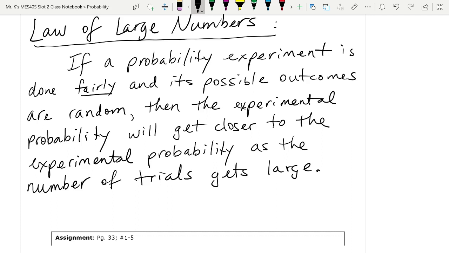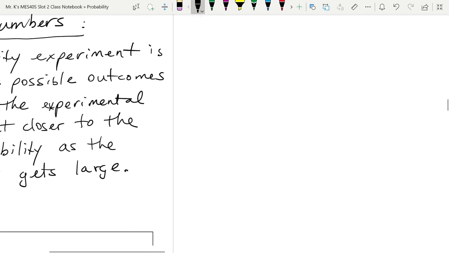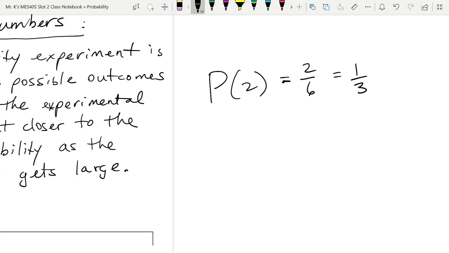I will now conclude from that, you don't have to write this down, just think about it, that the probability of rolling a 2 on this die by my experiment is 2 out of 6, which is 1/3. Is that a good valid conclusion? No, because I only rolled the die 6 times. What is the actual theoretical?